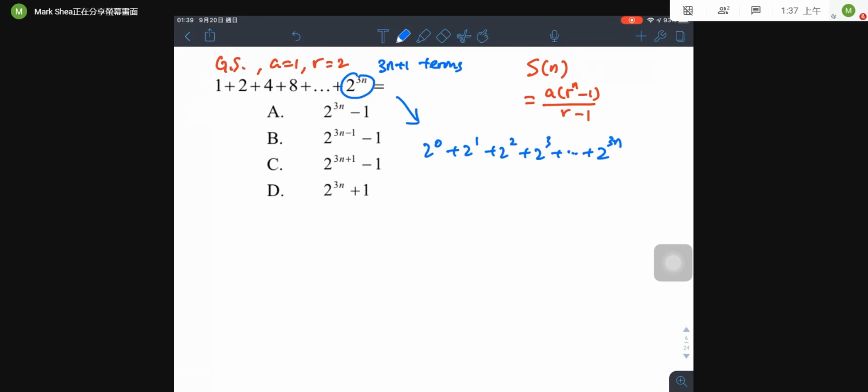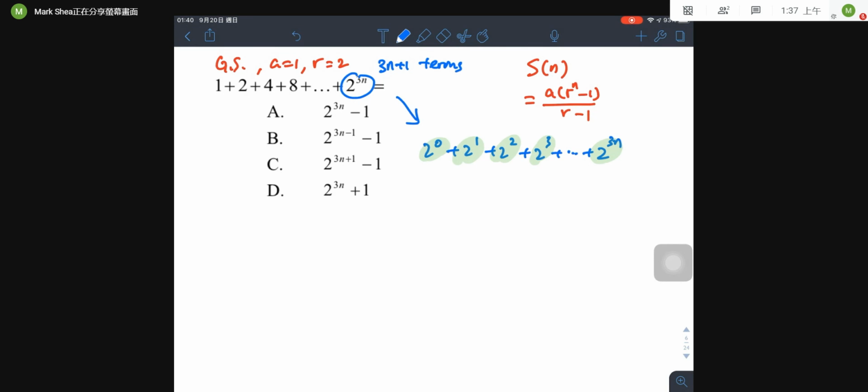So you can see that the sequence starts from power 0 and then 1 and then 2. Because the last term is 2 to the power 3n, the total number of terms is 3n plus 1. Okay, so you need to find out the A, R, and n. N means the number of terms, so after we find out the first term, common ratio, and number of terms, then we can apply the sum of first n terms to calculate.